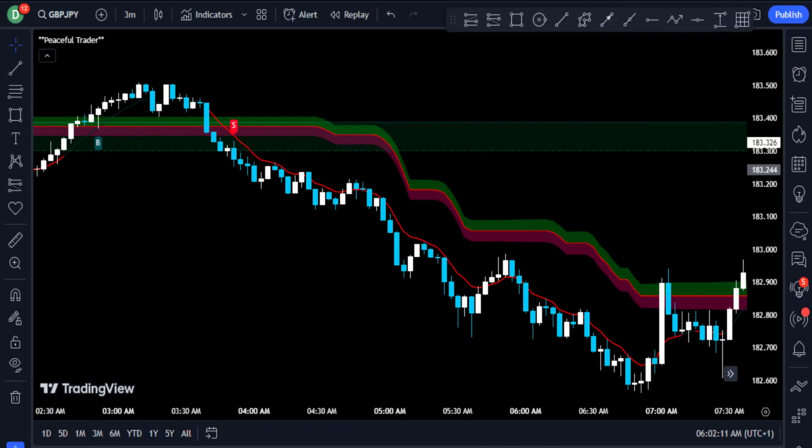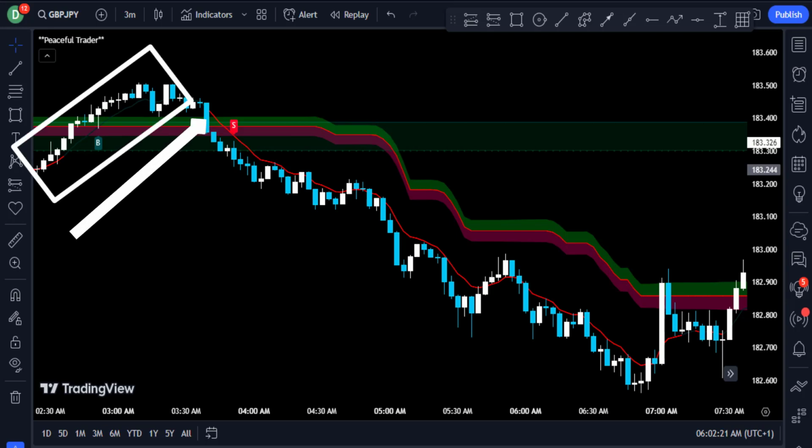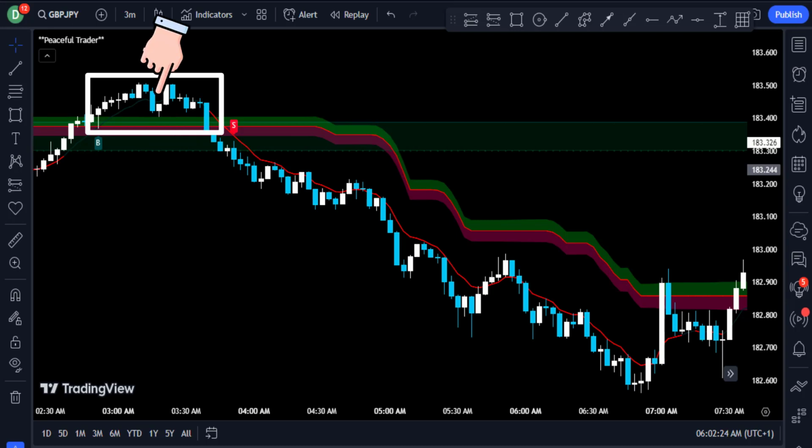Here is another example, but a selling opportunity. We are still trading on the price of the British pound with the Japanese yen currency pair. Now, you can see that the price came up to this point, but there was not enough momentum for the price to continue trending up. So it formed this little consolidation before it reversed with this big momentum candle.